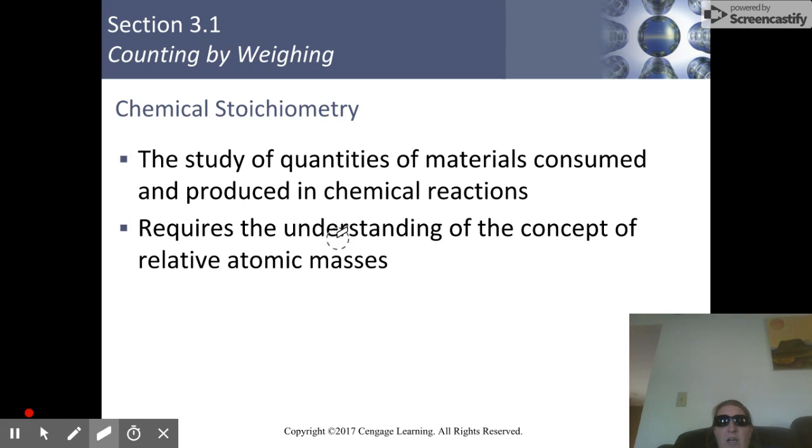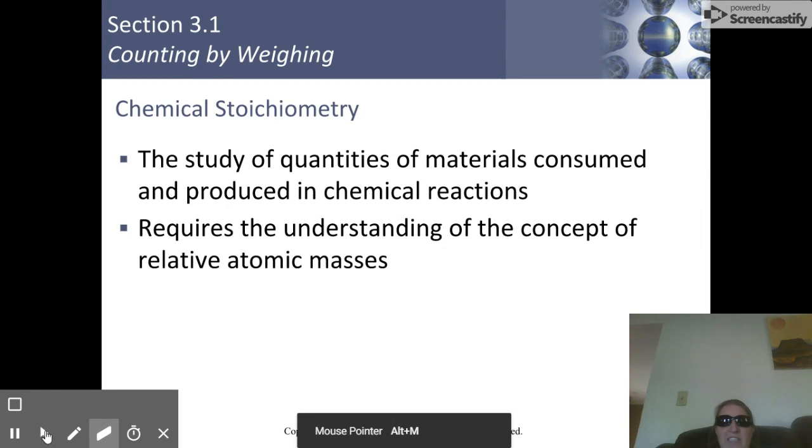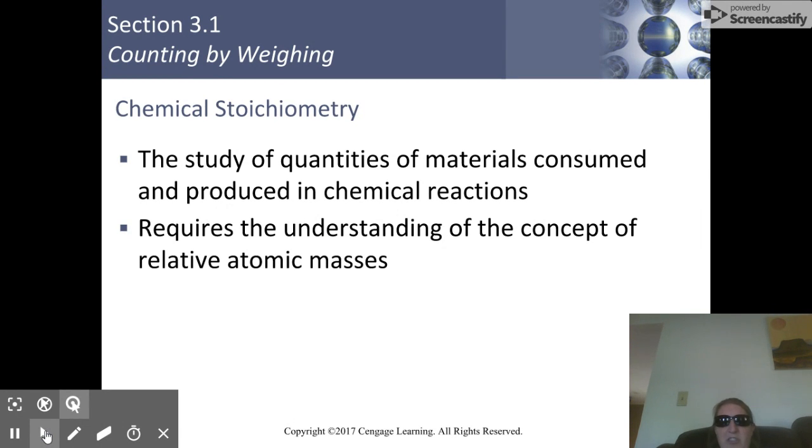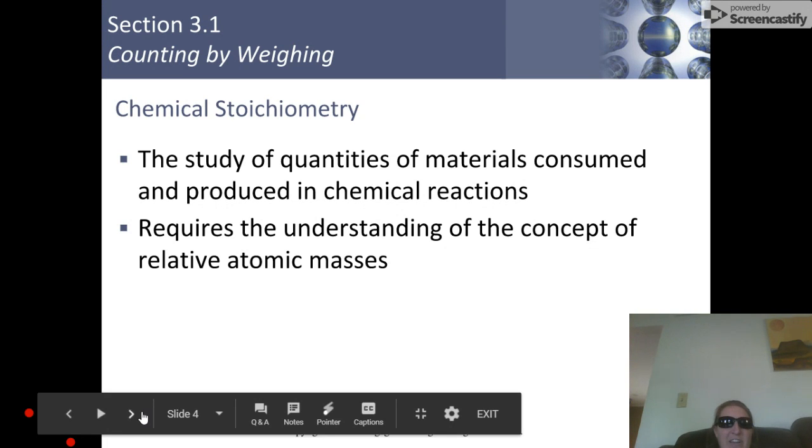All right. So, I mean, you can read what's on the screen, that chemical stoichiometry is the study of quantities of materials consumed and produced in chemical reactions and requires the understanding of the concept of relative atomic masses. In English, we're going to start to learn how we calculate how much we need to make a reaction happen and how to predict how much product we're going to need. It's kind of like cooking. If you need to make enough pancakes for a family of 10 versus 5, how would you change the ingredients in order to shift the reaction to make as much as you need? That's really it. It's just a real fancy word for that.